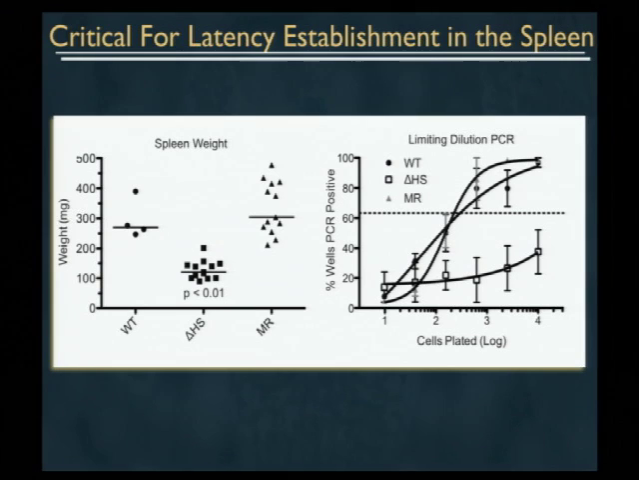In contrast, with the host shutoff defective virus, this number is dramatically reduced to, in fact, calculated to be less than 1 in 10,000 cells latently infected with the virus. So there's this major latency establishment defect with virus that can't promote RNA turnover.